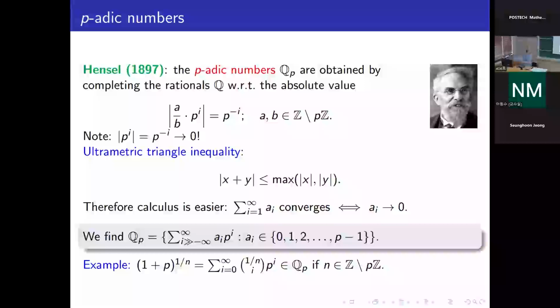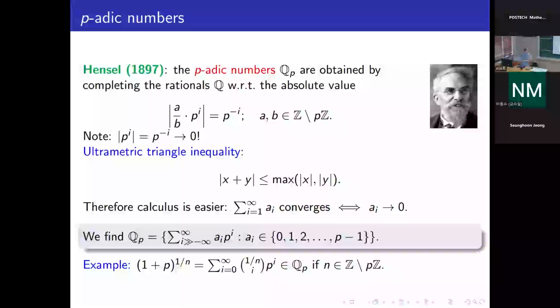And i greater than negative infinity means it has to start at some not too negative point. The series can start at negative 100 or at negative 1,000, it doesn't matter, but it has to start somewhere. It cannot be arbitrarily negative. The problem would be that the negative powers of p get larger and larger and larger in this metric. So we have to start at some point, not arbitrarily negative.